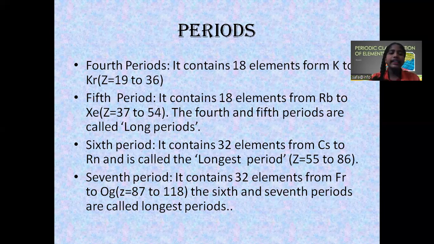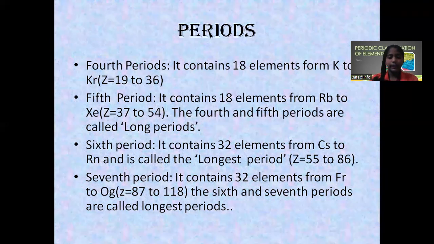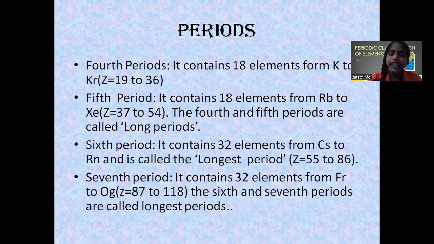So what is it telling? The fourth period contains 18 elements, and the fifth period contains 18 elements, and both are called long periods. The sixth period contains 32 elements from Cs to Rn and is called the longest period in the periodic table.